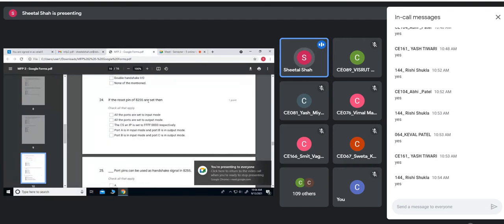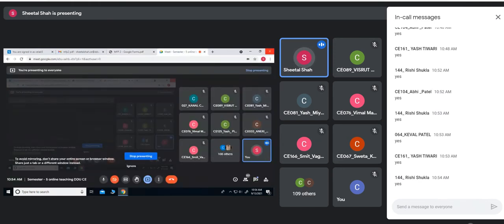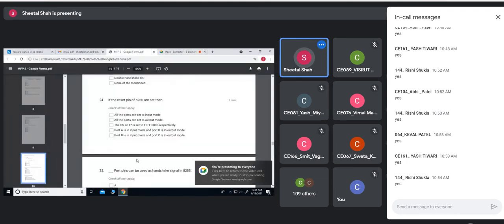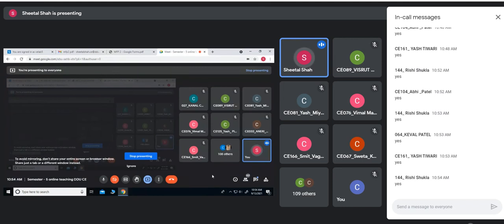If the reset pin of 8255 is made high, then what happens? All the port pins are made input. They are considered to be in the input mode. This is because if they were set to the output mode, some random data or value might be present in the port buffer, and it would start transmitting to the other end.